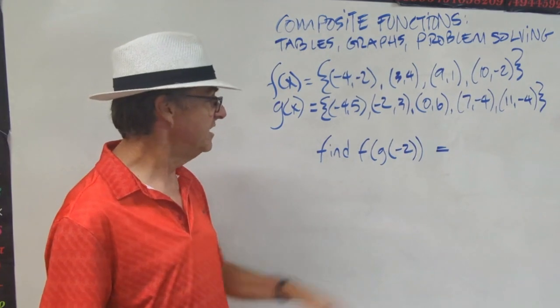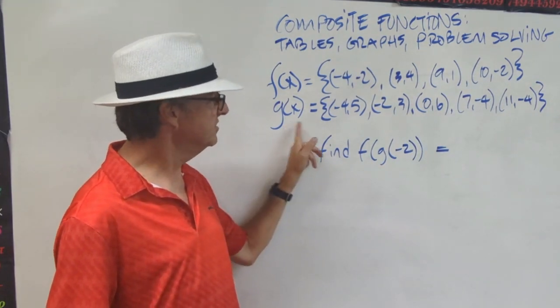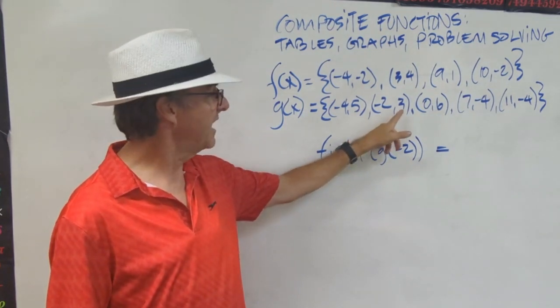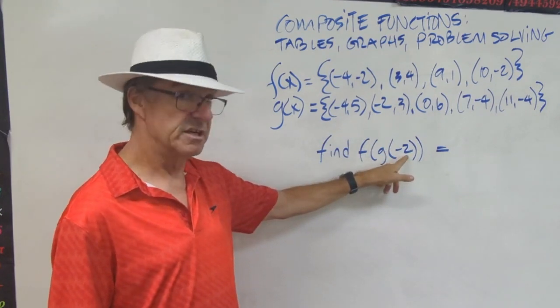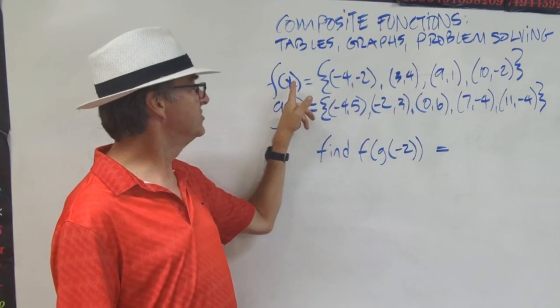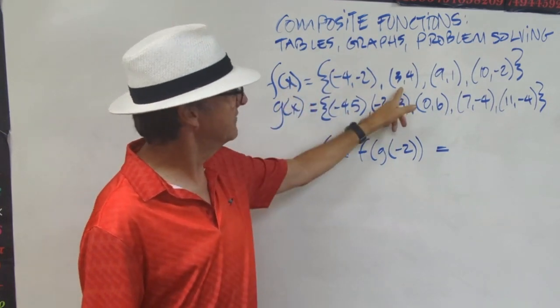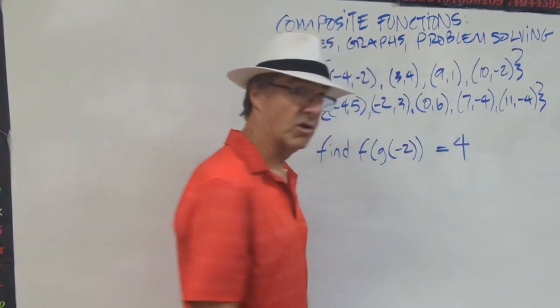Okay, let's see how you did. G of -2. We come down to our g function and we look at -2 as the input. What do we get out? We get 3. So g of -2 is 3. So now we take that output, the 3, and we put it into f of x. So f of 3 gives us 4. So the answer here is 4.